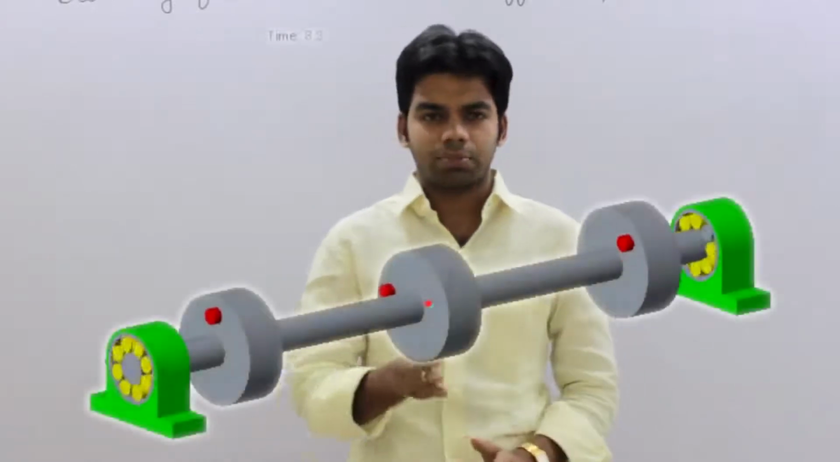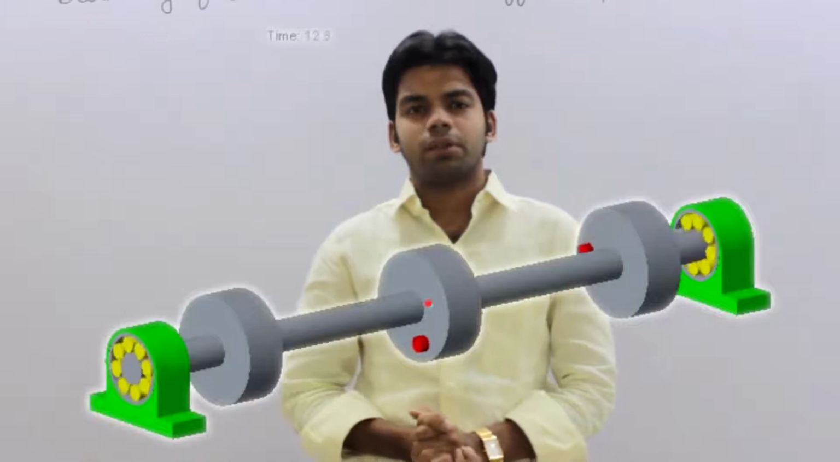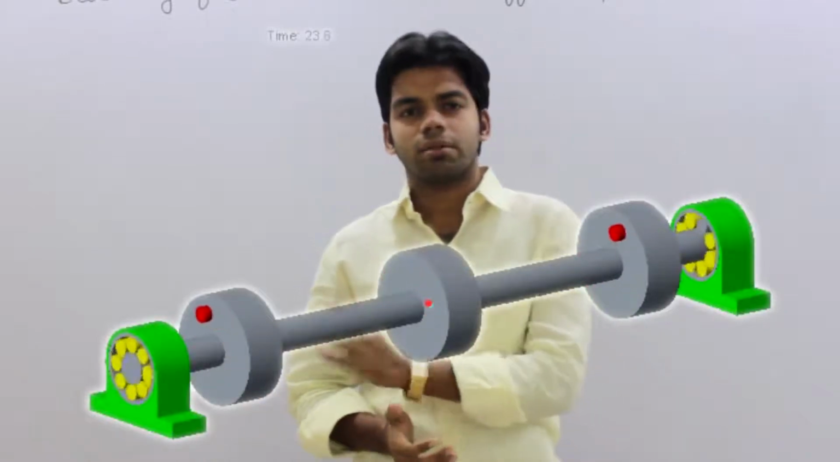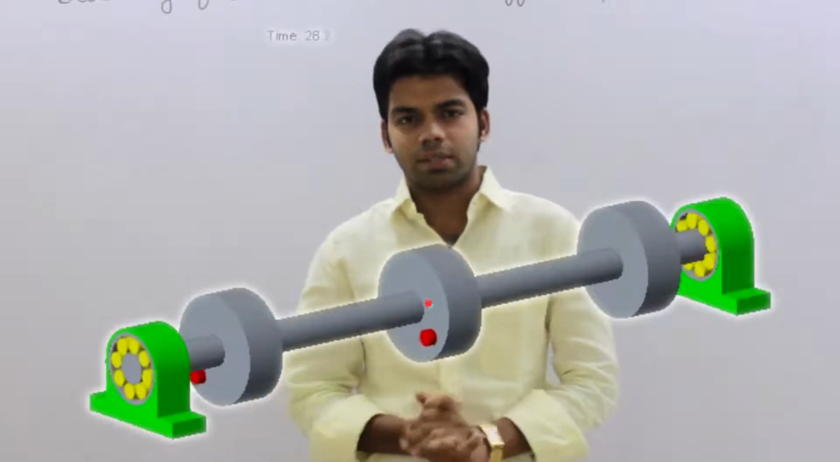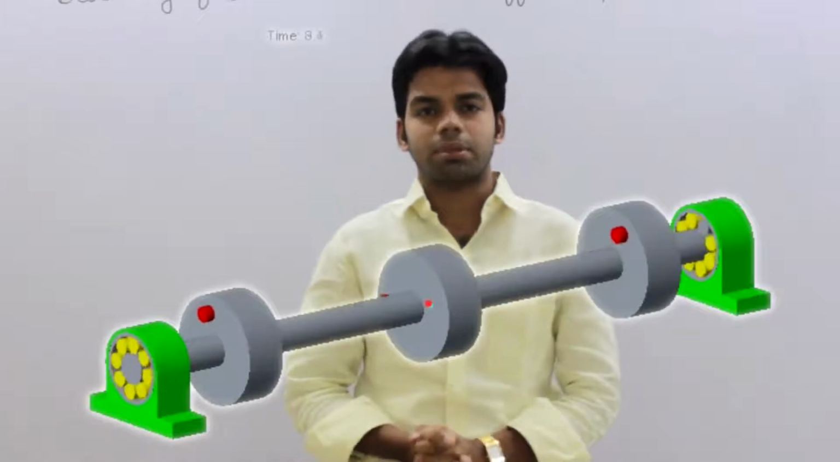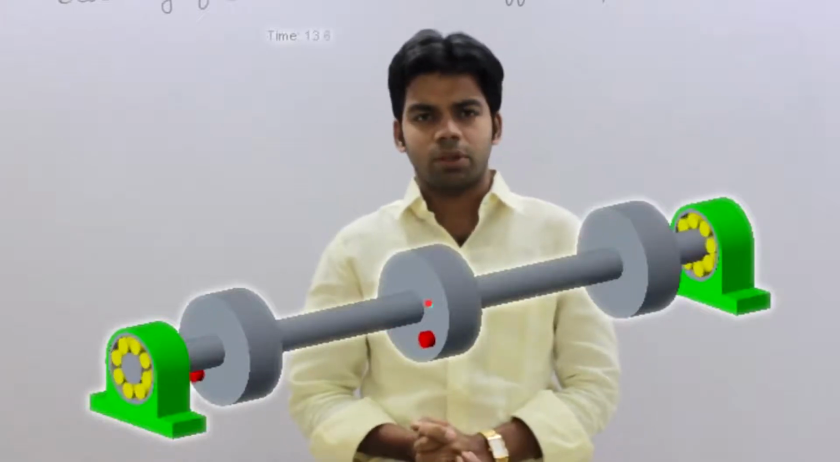Next is balancing of several masses in different planes. So we have seen the balancing of several masses in a single rotor in the same plane. Now what if we have different masses in different planes? Suppose we have this figure, with three different rotors, and these three rotors have unbalanced masses in different planes, and we have to balance this complete system. So how can we balance this?